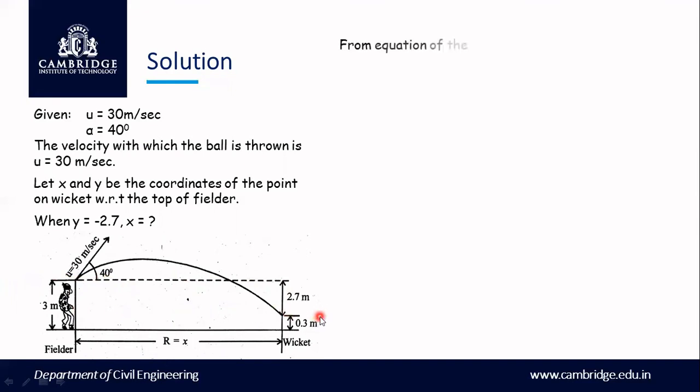So make use of the equation of the path traced by the ball. That is y is equal to x tan alpha minus g x square by 2 u square cos square alpha, which we have derived also and we are remembering it. Substitute here: u is already known, g you know it, and alpha you already know. X you need to find out, but y you have to substitute as minus 2.7.